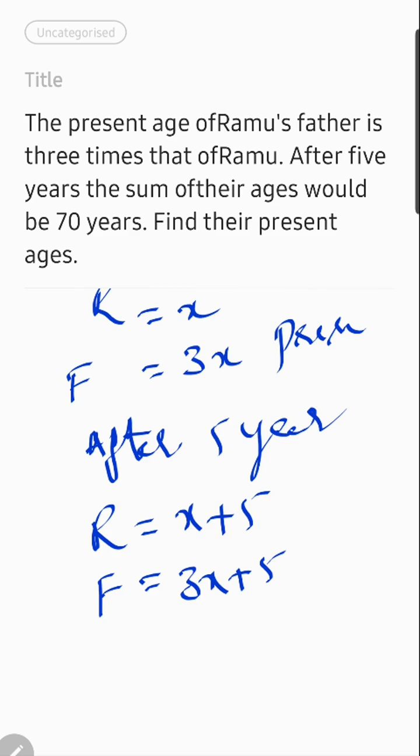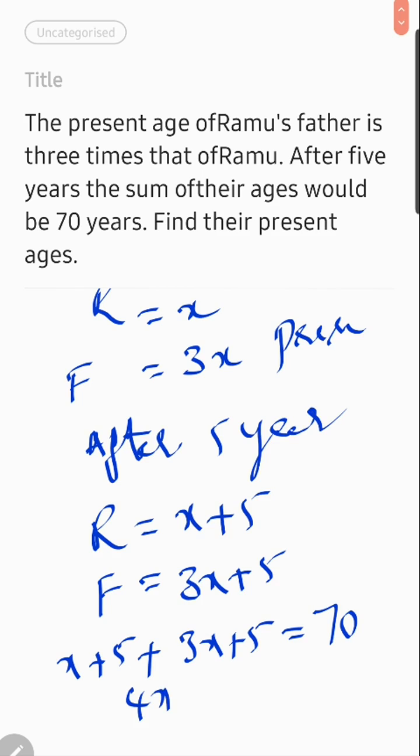So these are the ages after 5 years, but the condition is that after 5 years the sum of their ages should be 70 years. That means if we add x plus 5 plus 3x plus 5, we'll get 70. This is the equation we got. After simplification, 3x plus x is 4x, and 5 plus 5 is 10, and that is 70. This is a simple equation. If we solve it, we can find the x value, which is Ramu's age. If we know Ramu's age, we can find the father's age. In this way we can make the equation.